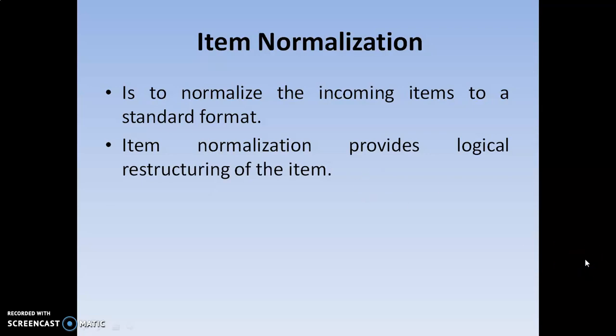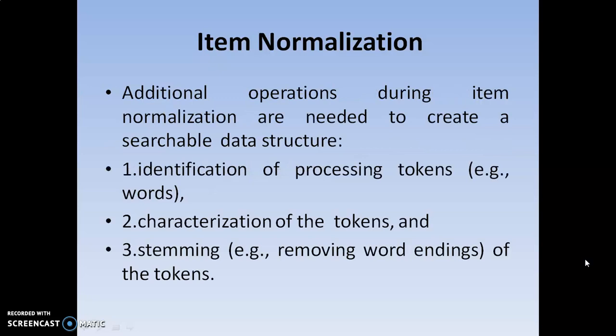In what way does it logically restructure the item? What are the ways? Now we are going to see. Each and every item undergoes some operations with the help of the searchable data structure for normalization. The first one is identification of the processing tokens, the second is characterization of the tokens, and the third one is stemming. That means removing the word endings, like trimming of the tokens.